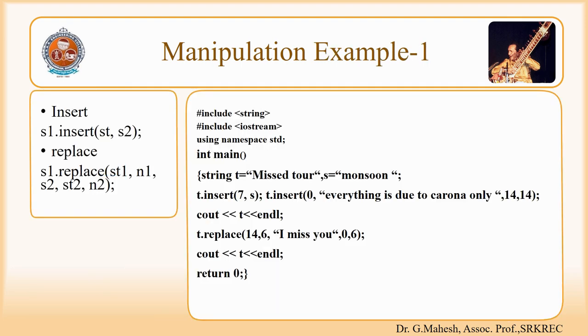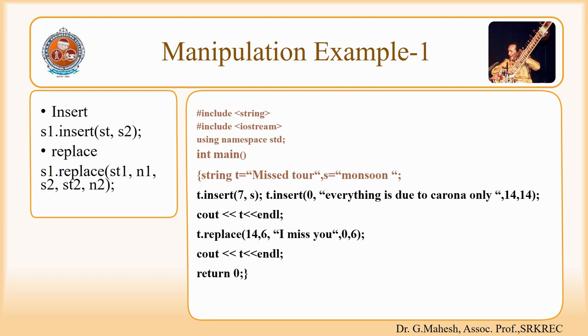Now let us see an example of manipulation functions. As usual, including the classes and using the namespace, and then the main function returning an integer. Now the first line contains two strings. One is T, assigned with Miss Tour. S is assigned with Monsoon.